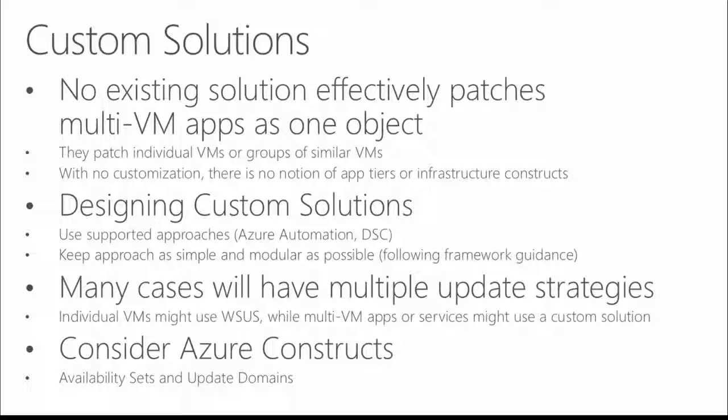So when you're designing a custom solution, there are a few things you want to keep in mind. You obviously want to use supported approaches, so Azure Automation or DSC, which I'll talk about a little bit later in this module. And you want to keep the approach simple and modular. And of course, when doing this, you want to consider designing certain Azure constructs. For example, in the case of these IaaS VMs, you might set up an availability set so that when you're patching one VM, another one wakes up and takes care of whatever that was taking care of. So your app never goes down.